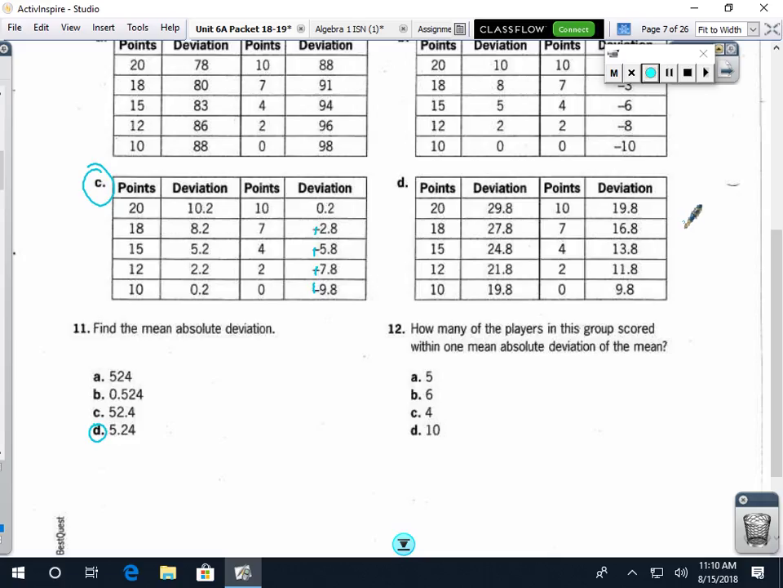So how many of the players in this group scored within 1 mean absolute deviation of the mean? How many of the players were at least between 0 and 5.24 points? Okay, this one, and this one, because aren't all three of those numbers somewhere between 0 and 5.24? And then this one, and that's it, right? Because that one's a little bit above. It's got to be below 5.24. So only 5 of the players were within 1 mean absolute deviation of the mean.